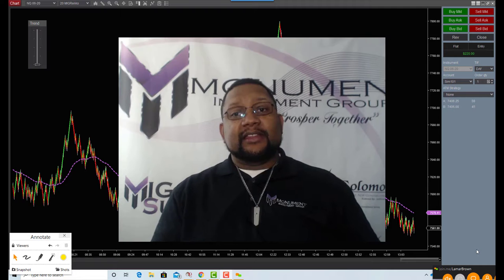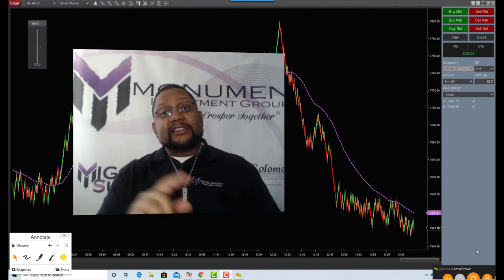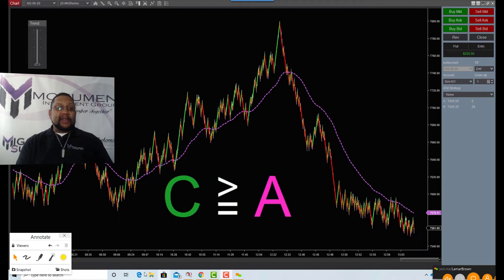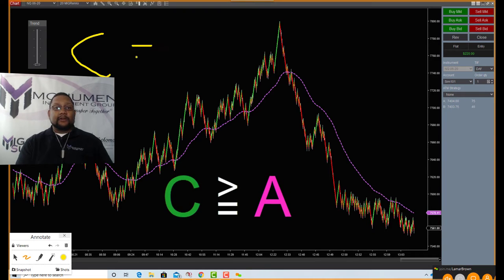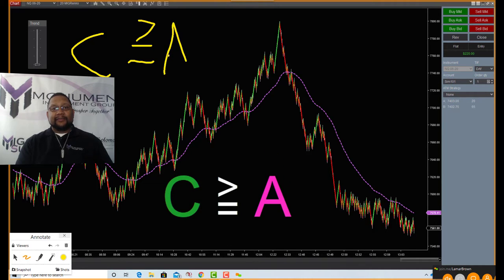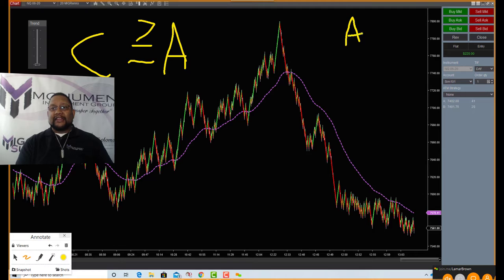There's an equation that I like to use, and it is C is equal to or greater than A. I'm going to write that down. Let's go to our annotation box, and we're going to say C is equal to or greater than A. This pattern that I'm going to show you is called a really standard A, B, C pattern.